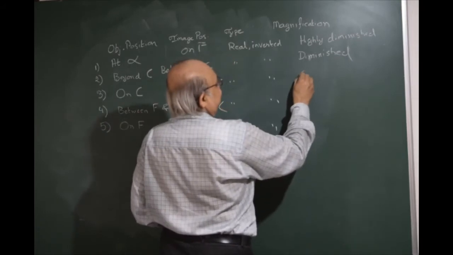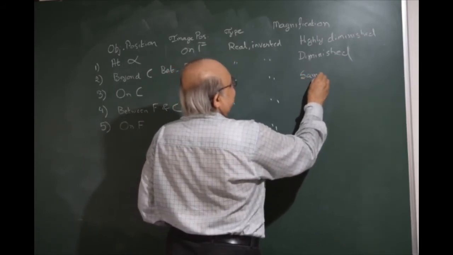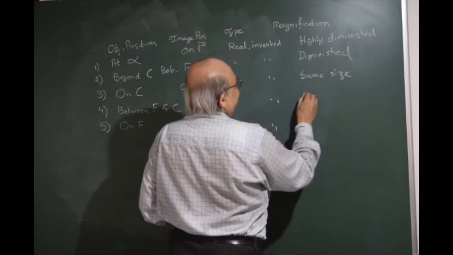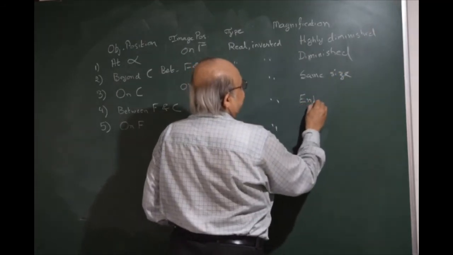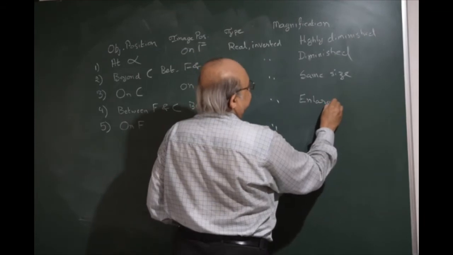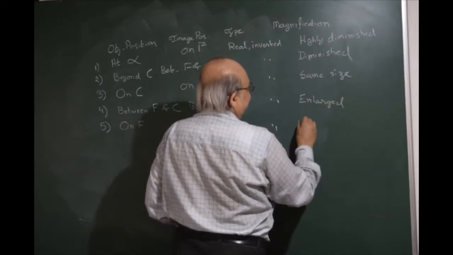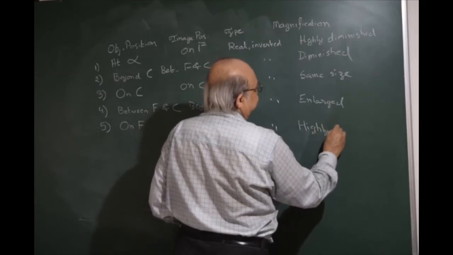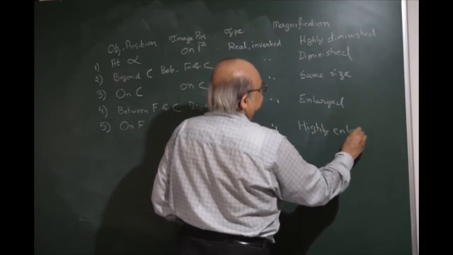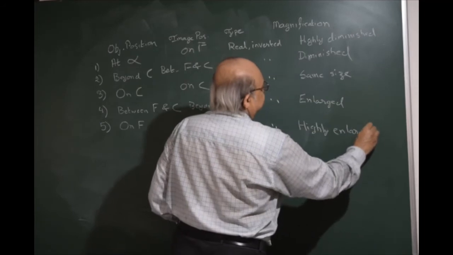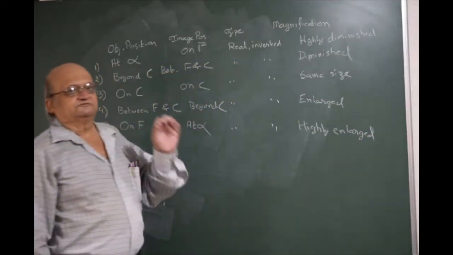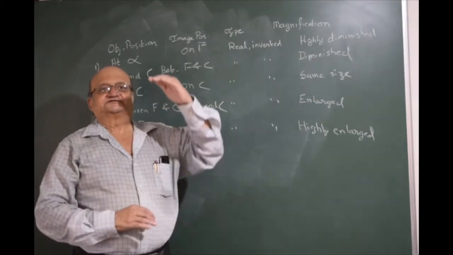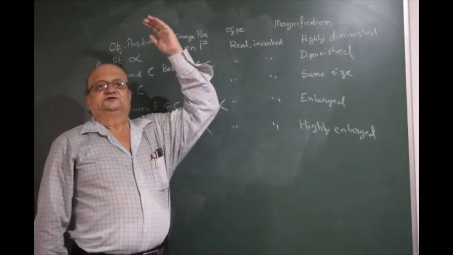In the third place it will be the same size as the object. Here it will become slightly larger, and here it will be highly enlarged. So from very small to same size to slightly bigger to huge.